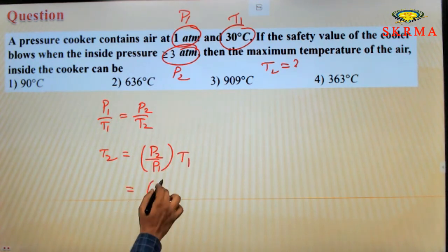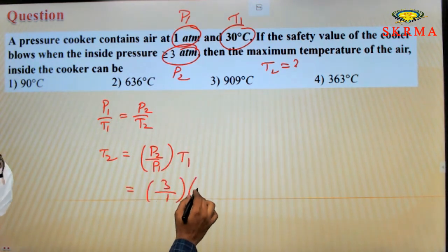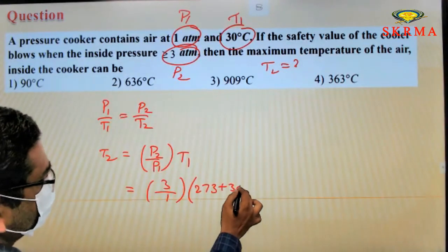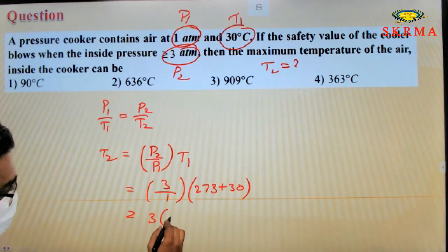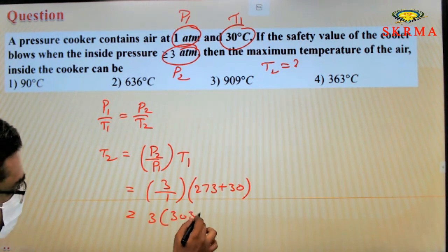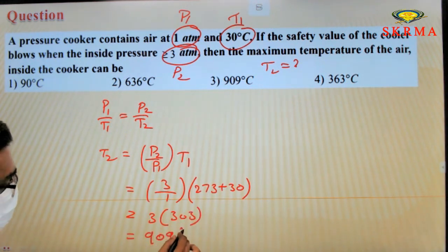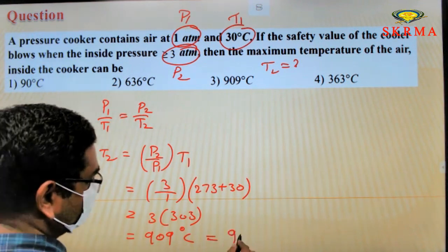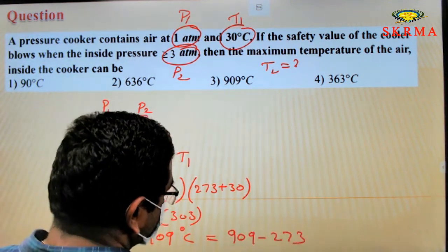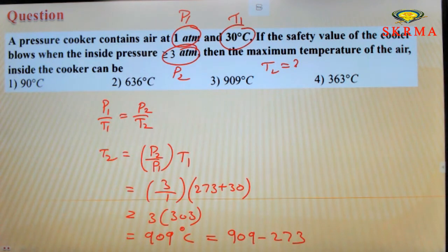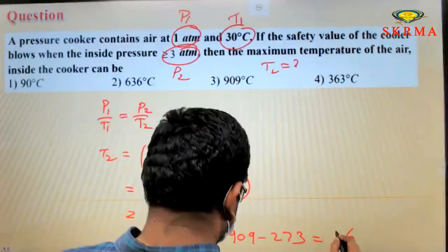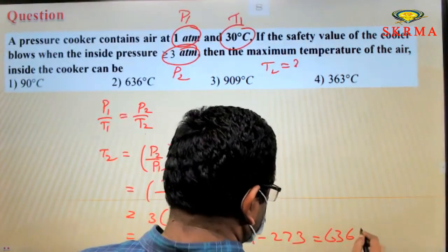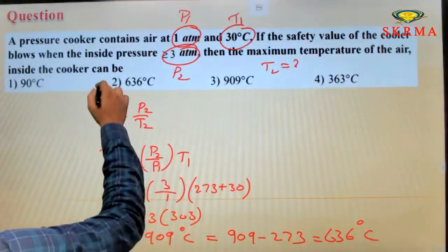So what is the value of P2? 3. T1 is 273 plus 30. You have to substitute in Kelvins only, not in degrees. So 3 into 303 is 909 Kelvin, or in terms of degrees centigrade, 909 minus 273. This is equal to how much? 636 degrees centigrade.